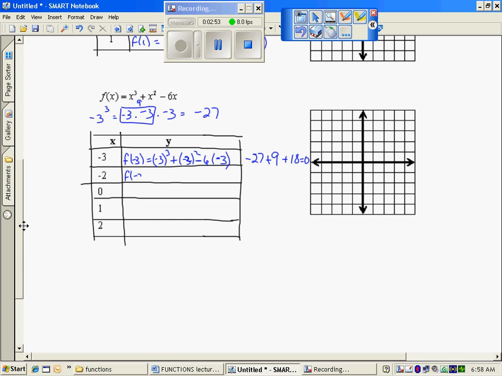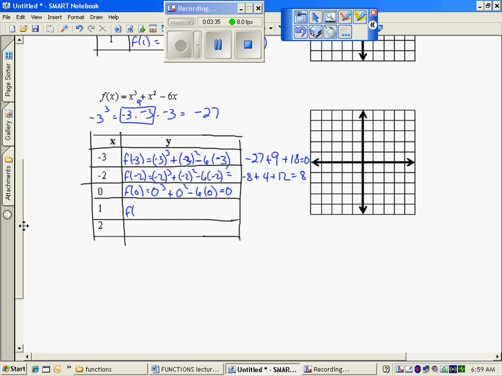F at negative 2. Negative 2 cubed plus negative 2 squared minus 6 times negative 2. Negative 2 cubed, again, is a negative 2 times a negative 2, which is a positive 4. A positive 4 times a negative 2 is a negative 8. Negative 2 squared is 4, and a negative 6 times a negative 2 is a positive 12. 12 and 4 are 16. A negative 8 plus 16 is 8. F at 0, plugging 0 into the positions and cubing, squaring, and multiplying 6 by 0, output 0.